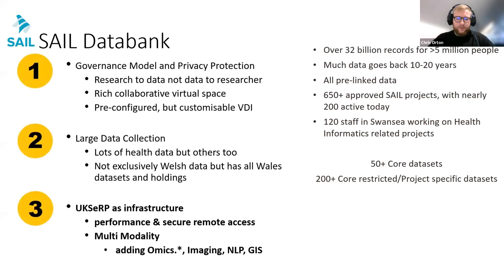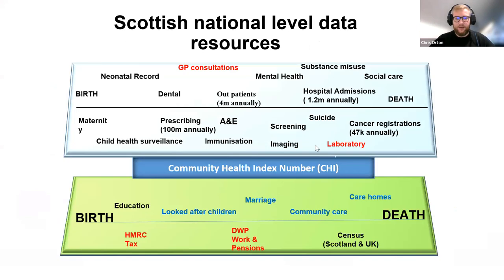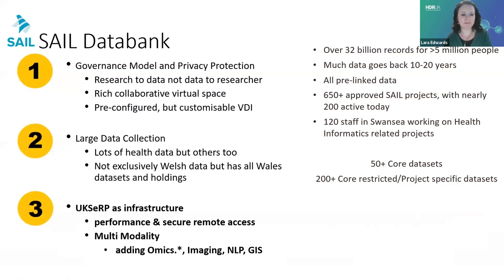So just to go over a few of the points, the governance model and privacy protection really is the keystone for SAIL in terms of how to functionally anonymize data working with a trusted third party. So we are not the NHS in SAIL, we're an academic group who are based at Swansea University. And so the data that we receive is de-identified, and then it is encrypted again to make sure that the data is also suppressed to a certain level that can be functionally anonymized for research purposes.